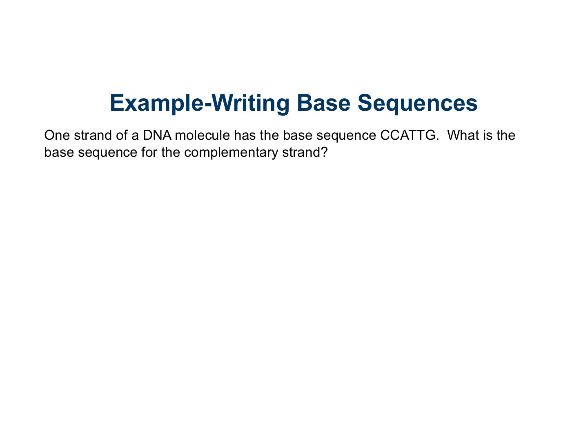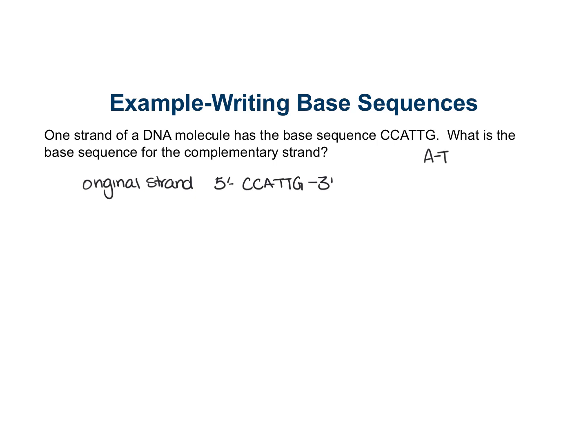Now, let's do a problem. I want to do an example. One strand of a DNA molecule has the base sequence CCATTG. What is the base sequence for the complementary strand? Now, you need three things to solve this problem. One thing that you need to know is the base sequence of DNA is always written from the 5' to the 3' end. So the original strand, right, is 5' CCATTG 3'.